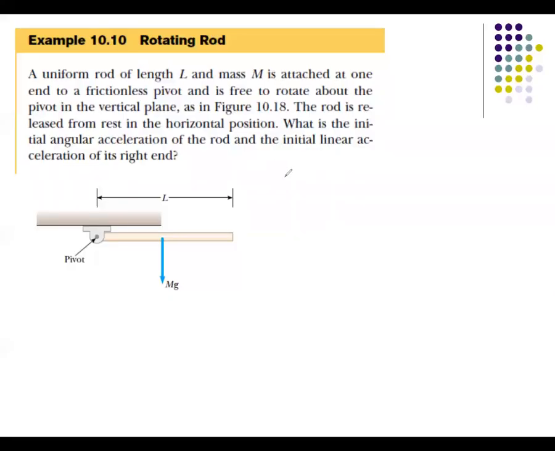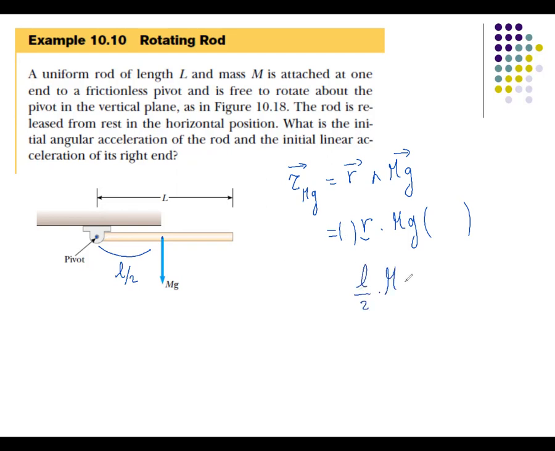Here I can ask you to find only the value of tau mg. Tau mg equals R cross mg. I have to find the direction of tau. We put the magnitude R times mg, and here we put the direction. R is the distance between the pivot point and mg, equal to L over 2, times mg. What is the direction?